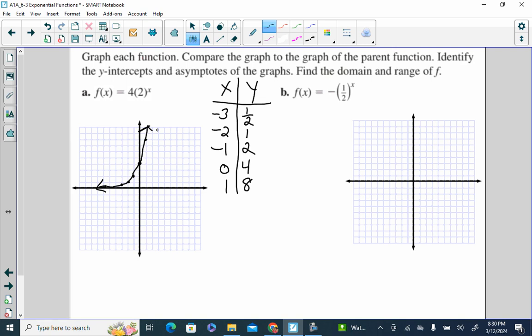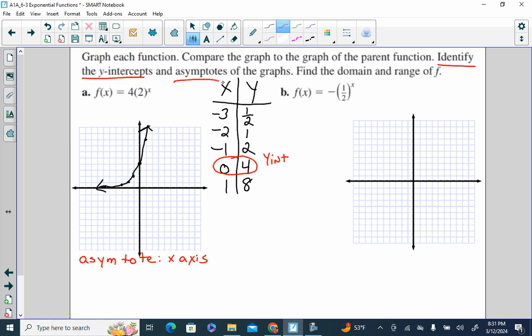So we want to identify the y-intercepts. That's the first thing we're asked to do. Identify the y-intercepts. Here's your y-intercept at 0, 4. So that is your y-intercept. Your asymptote, it approaches the x-axis here. So your asymptote is the x-axis.